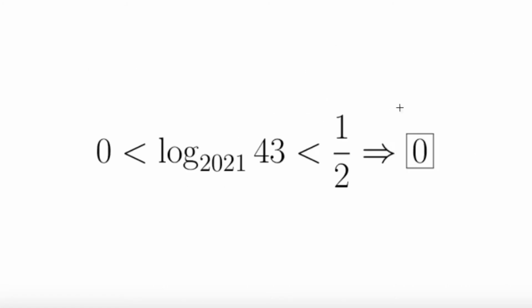So since we know that the logarithm of 43 with base 2021 is between 0 and 1, and particularly less than 1/2, we know it's closer to 0. So rounding off to the nearest integer, we're going to get the answer of 0. And this will be our final answer.